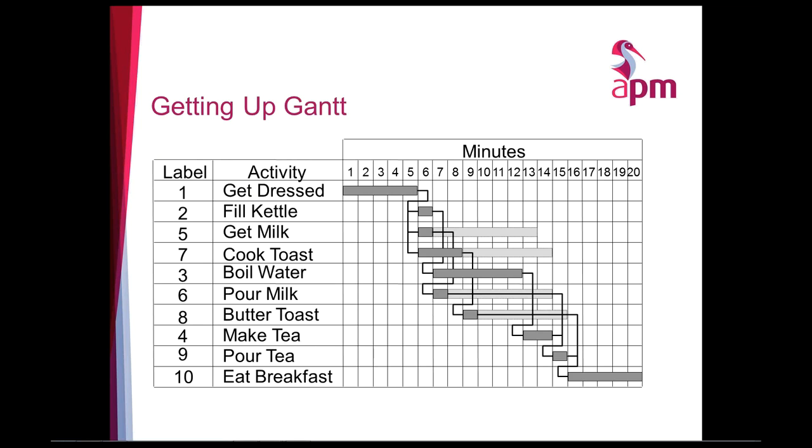So if I take our getting up example and I just plot it on a piece of paper, this is what it would look like. You can see get dressed starts, and I've done it in minutes, minute 1 through to minute 5, and you can see I've included logical links there. And then you've got fill kettle, get milk, cook toast, all starting on minute 6, and you can see that goes all the way down to the end where we've got a total duration of 20 minutes. The float you can see I've drawn in a slightly lighter colour of grey. So we've got float on the non-critical path activities, which are get milk, cook toast, pour milk, etc. So that's typically what a Gantt chart would look like.